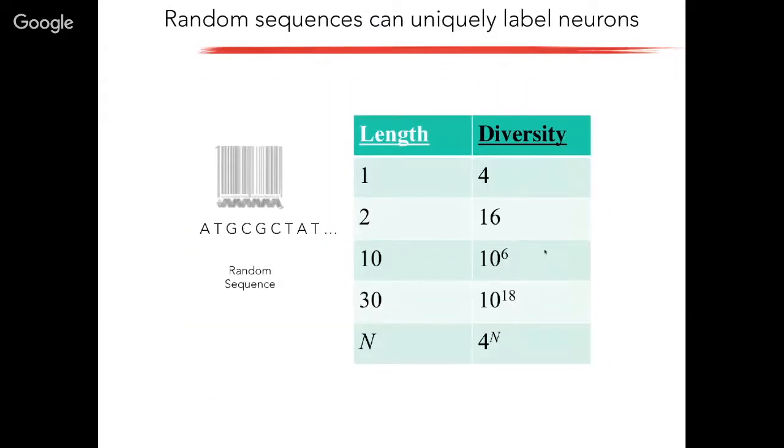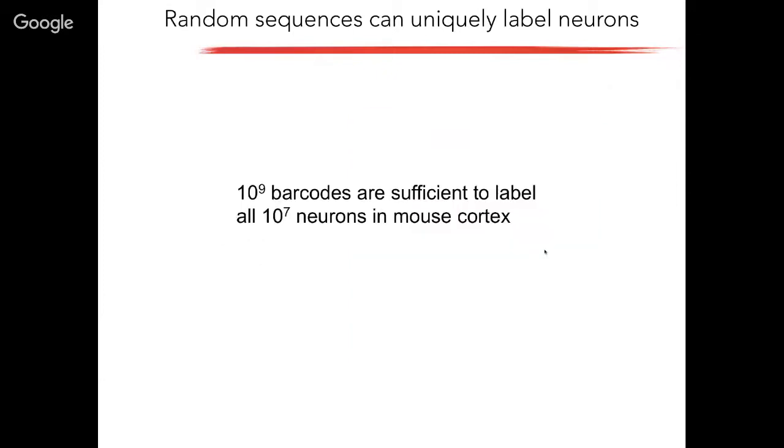And just to drive that home, there are 4 nucleotides, A, T, G, C. If you have a random barcode of length 1, you have a potential diversity of 4. Of length 2, it's 16. And by the time you get up to 30, you get a potential diversity of 4 to the n. I'm sorry, of 10 to the 18, which is vastly more than the number of neurons in a mouse brain, a human brain, or for that matter, even in the human body. So a random 30mer is sufficient to uniquely label every cell in your body with very, very low chance of double labeling.